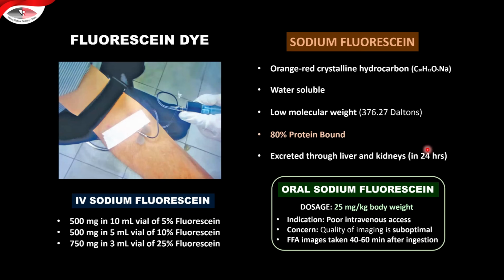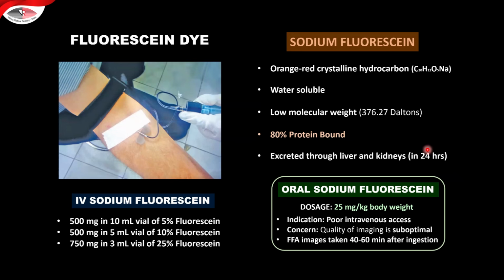So what is the fluorescein dye? Basically, it comes in different concentrations: 500 milligram in a 10 ml vial of 5% fluorescein, or 10% in 500 milligram in 5 ml, or a 25% fluorescein in 750 milligram. The peculiarity about this molecule is that it's about 80% protein bound when injected, and that's what makes some of the fluorescence possible for us to study. When we look at the images as we go through the presentations, we'll realize its importance.